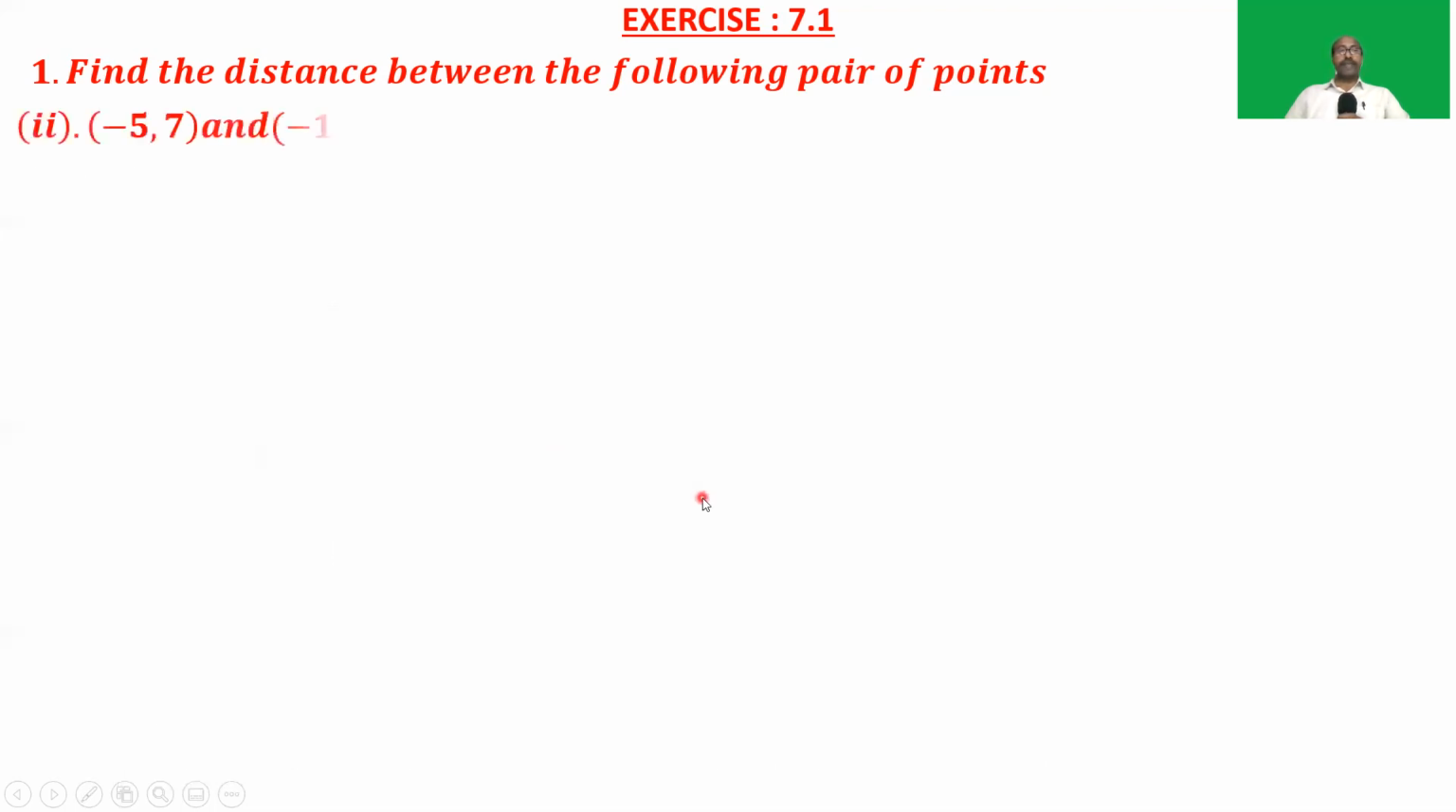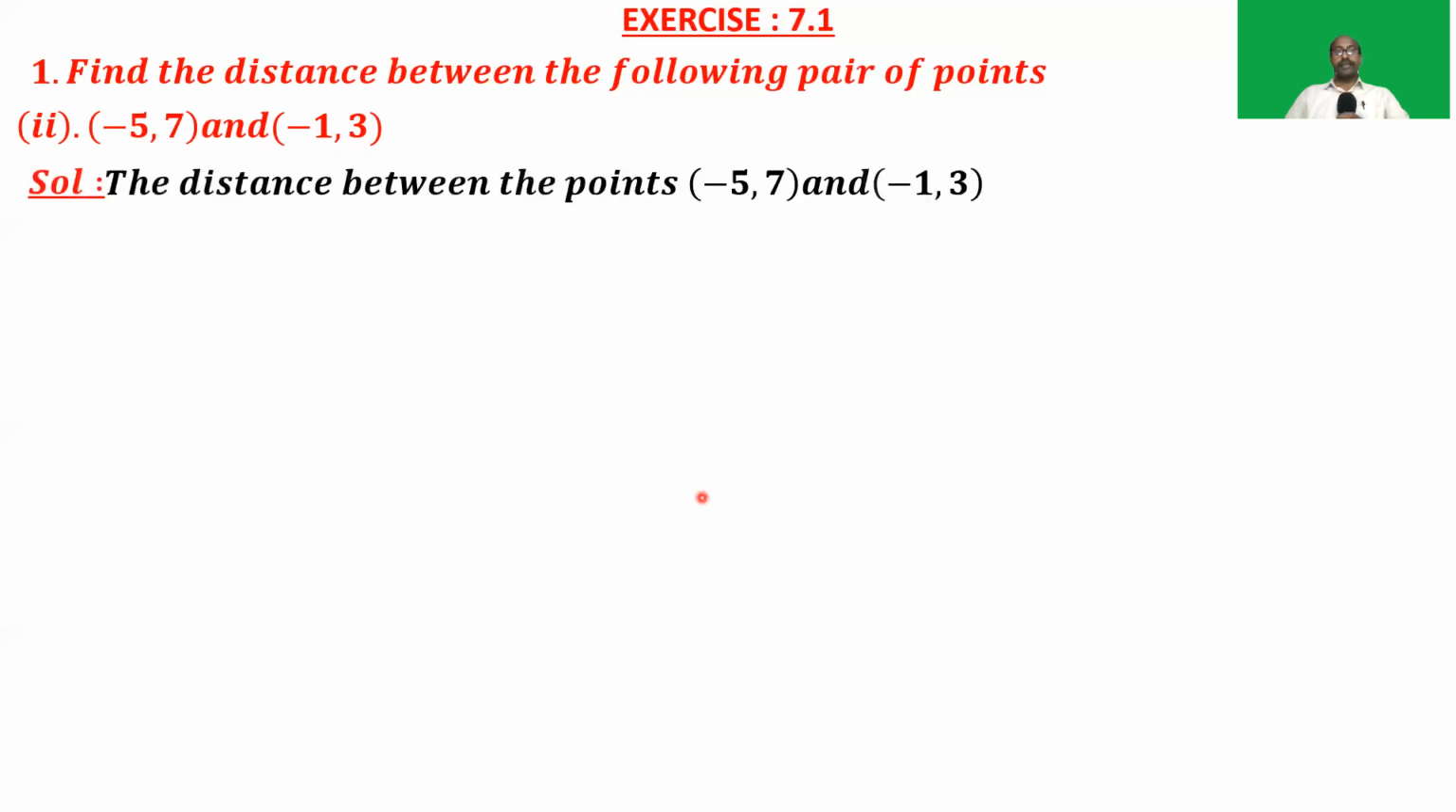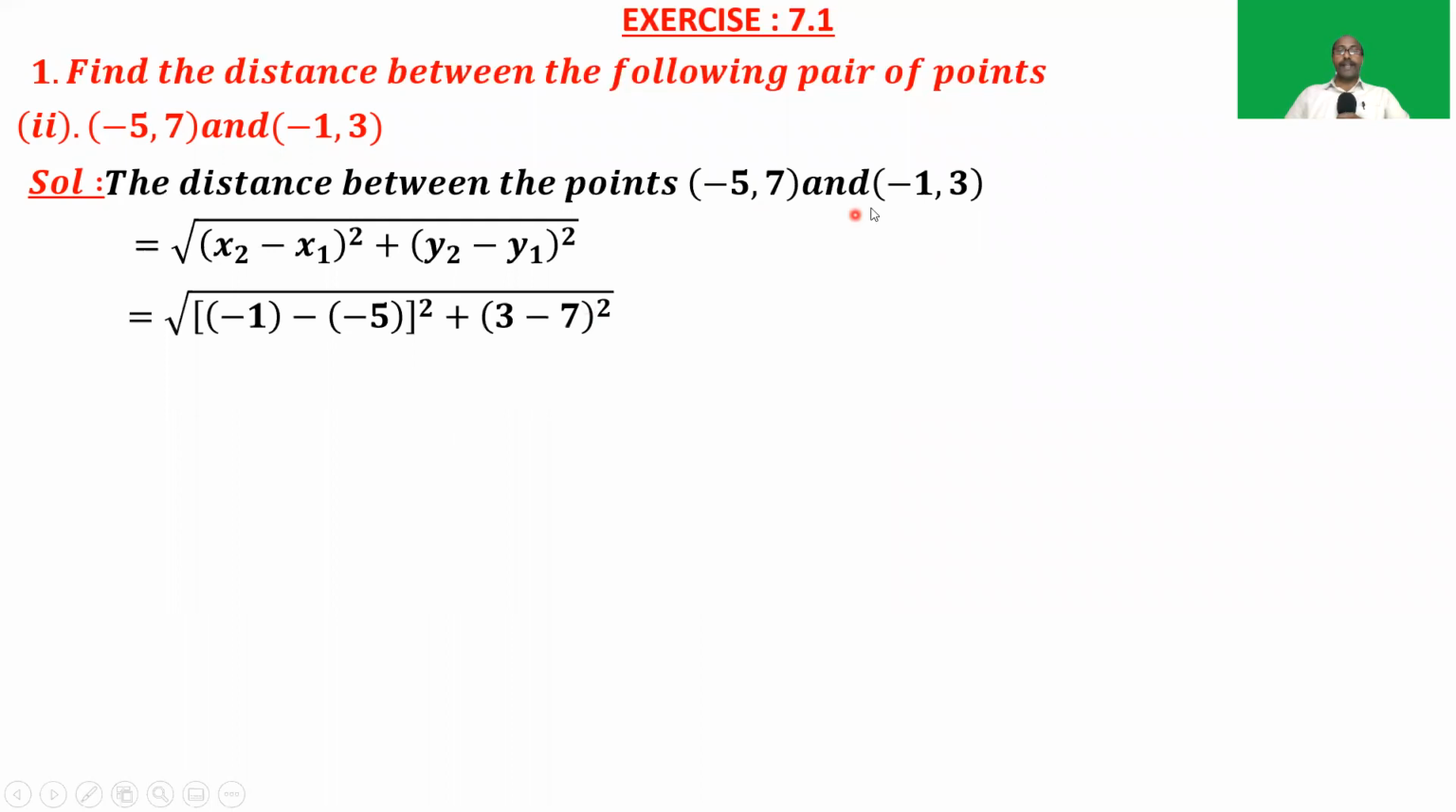So second one is (minus 5, 7) and (minus 1, 3). So the distance between the points (minus 5, 7) and (minus 1, 3) is, here we have the formula under root (x2 minus x1) whole square plus (y2 minus y1) whole square. X1 is minus 5, y1 is 7, x2 is minus 1 and y2 is 3. So substituting values, we get (minus 1 minus (minus 5)) whole square plus (3 minus 7) whole square.